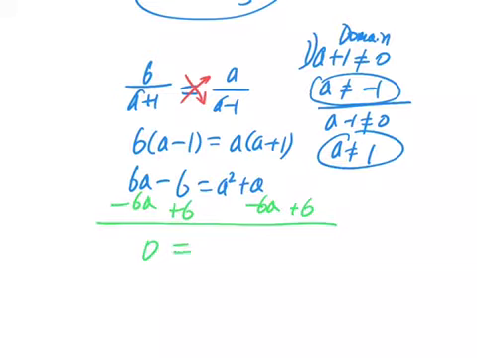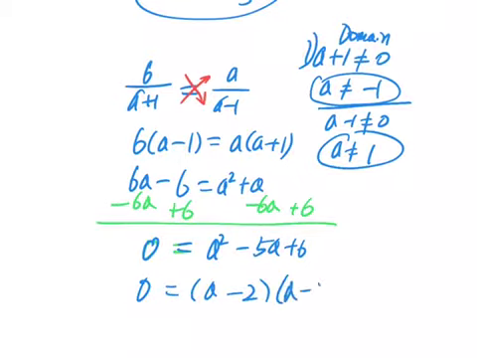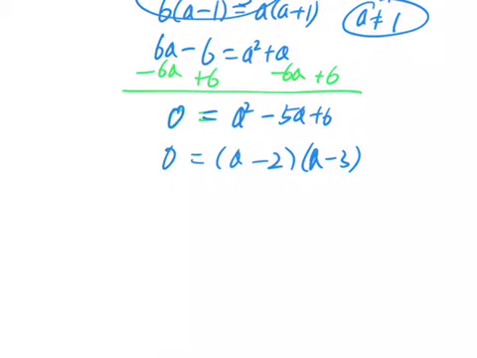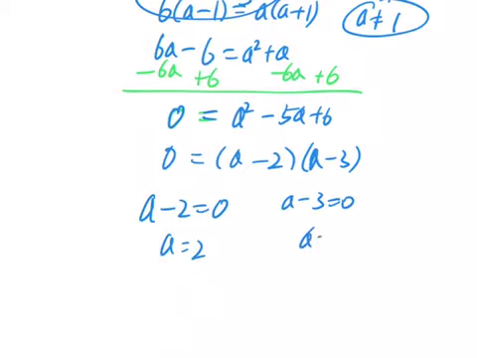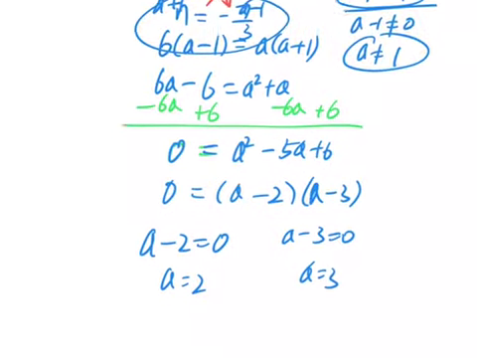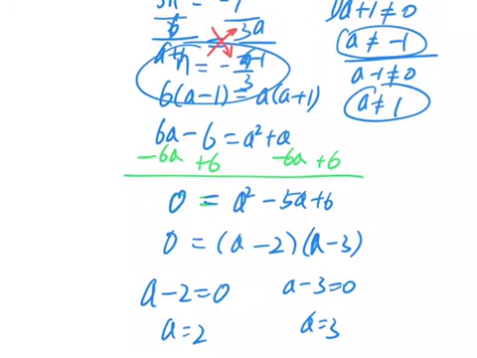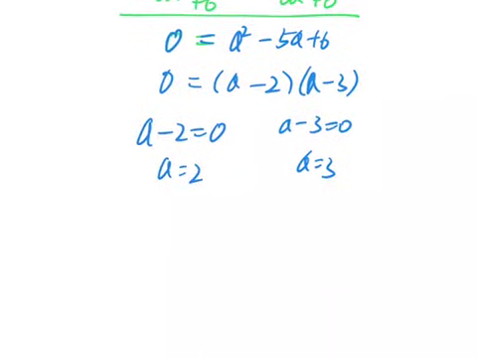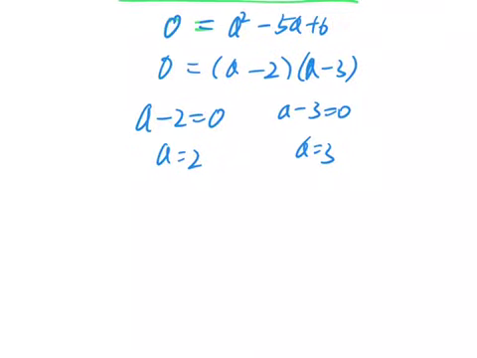So I have one side be 0, a squared minus 5a plus 6, and let's factor. And then we can let each factor be 0. So a minus 2 is 0, a be 2, a minus 3 is 0, a be 3. Well, let's compare. a cannot be -1, +1, but this is okay. So it's no problem. Okay, so it's my two solutions.